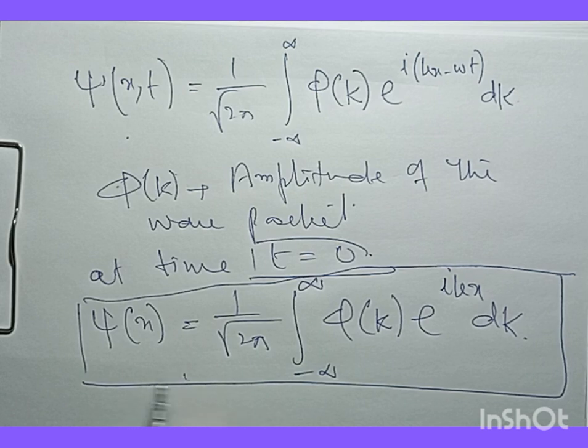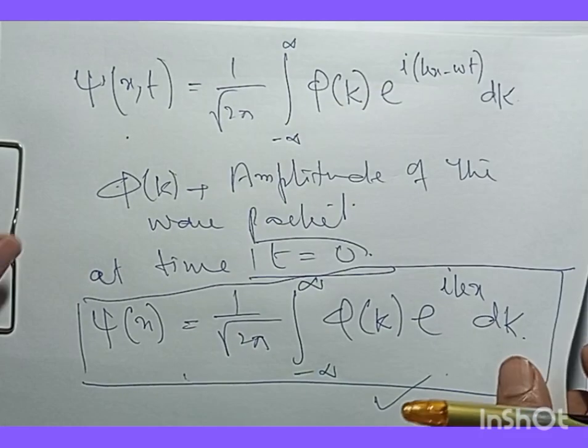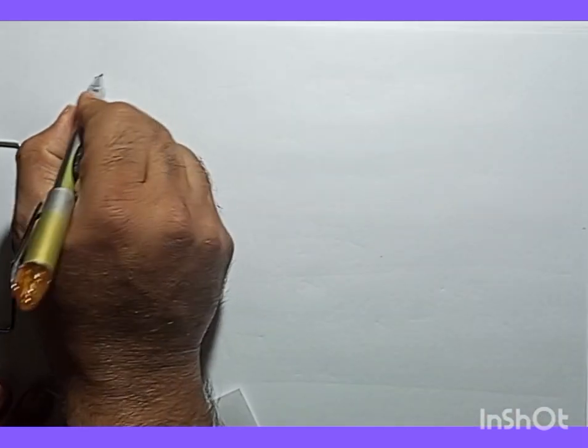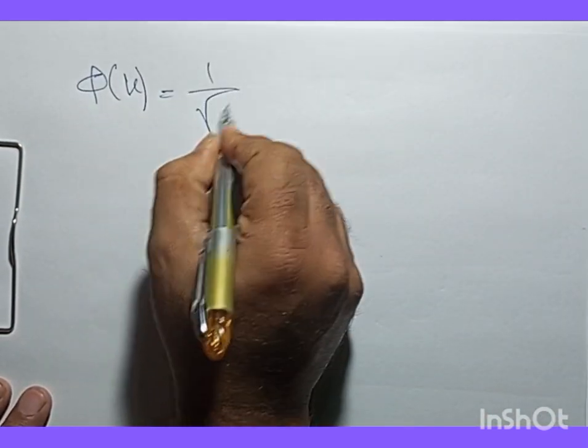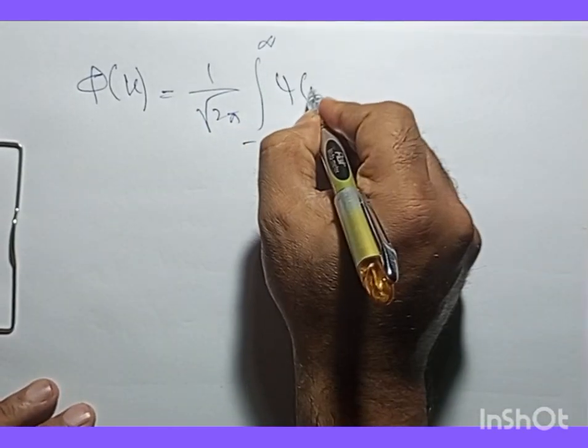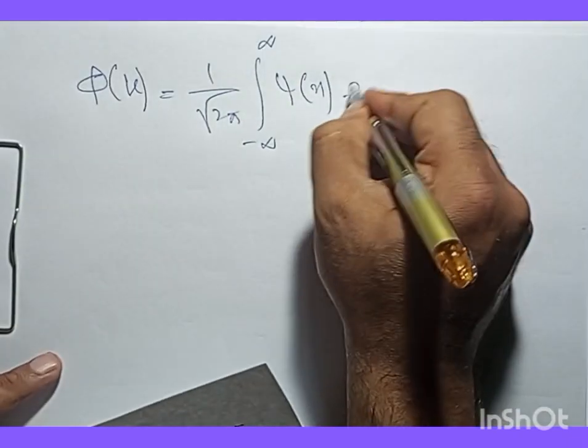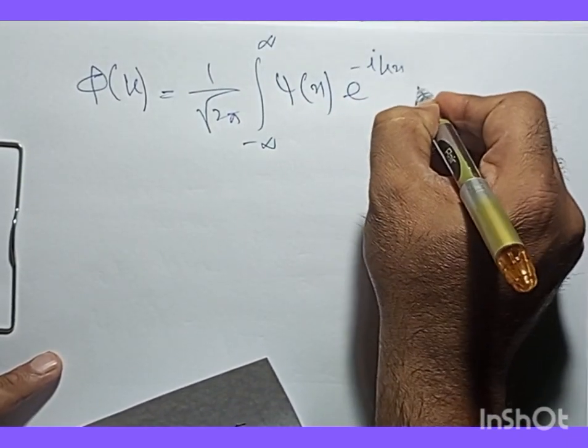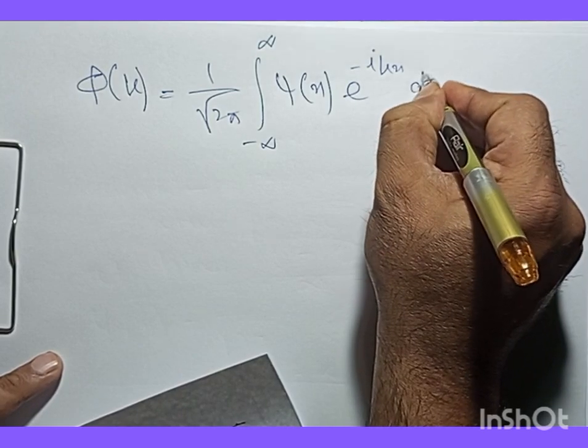And we can use the inverse Fourier transform for this equation. If I write the inverse Fourier transform of this equation, what will I obtain? I will obtain phi of k equals 1 by under root of 2 pi, integral minus infinity to infinity, psi of x e to the power of minus i kx dk.